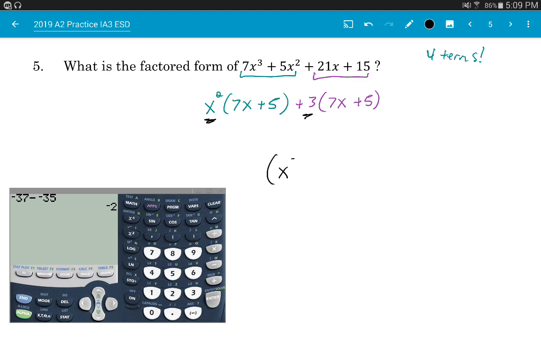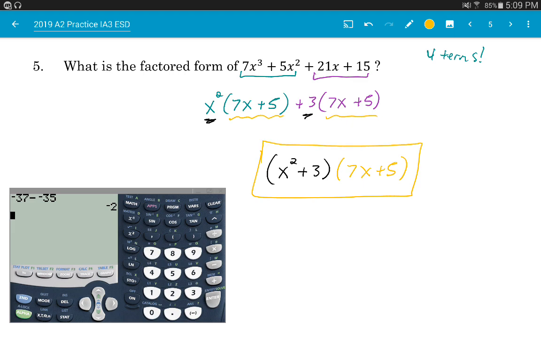So I got my outside stuff. Those get their own bubble, x squared plus 3. And then I got my inside stuff, my 7x plus 5s. Those should always be the same. And those become my second bubble. Nothing else I can factor here, so my answer is done.